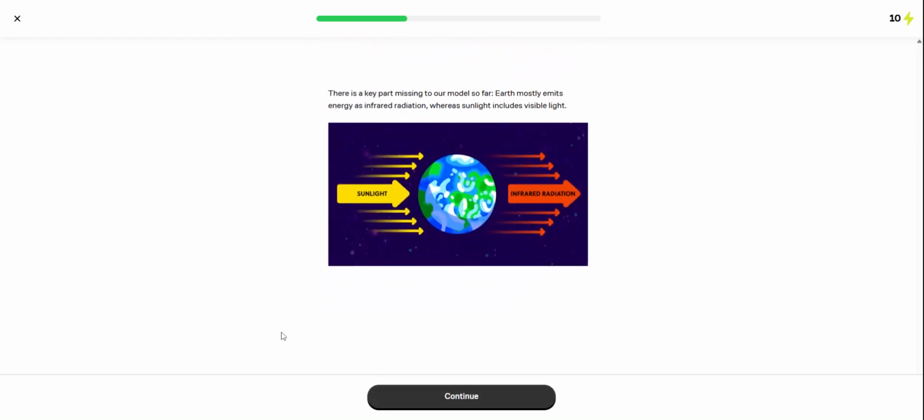There is a key part missing from our model so far. Earth mostly emits energy as infrared radiation, whereas sunlight includes visible light. Oh yes, sunlight is in, infrared radiation is out, but there's a key part which we cannot determine at the moment yet, but hopefully we'll discover that later on. Continue.